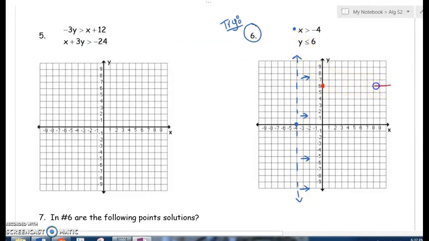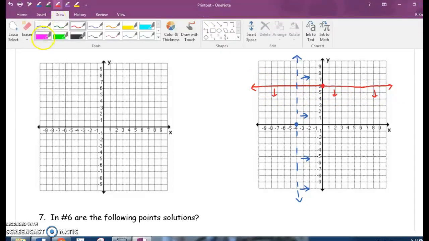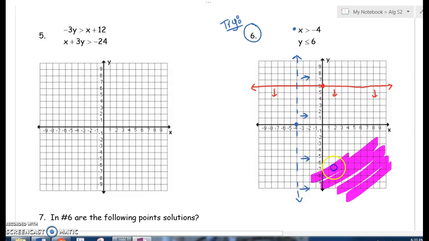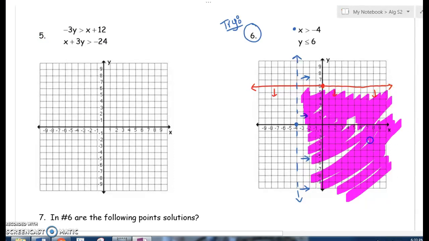It would be a solid horizontal line. And since it's less than or equal to, that would be below. So it's got to be below the red line and to the right of the blue line. And that area where you're going to shade is everything in here. All right, it's below the red and to the right of the blue. So anything in this shaded area is going to be part of your solution set. And hopefully that's what you got.